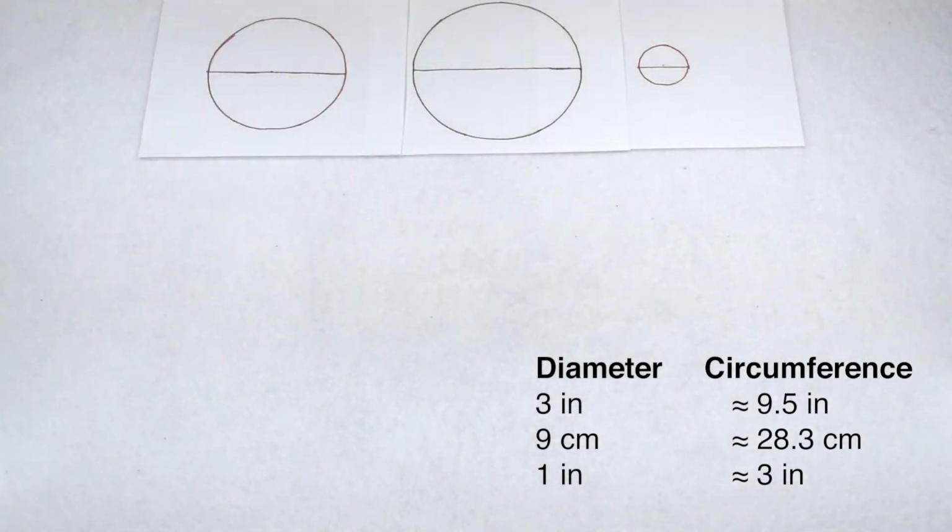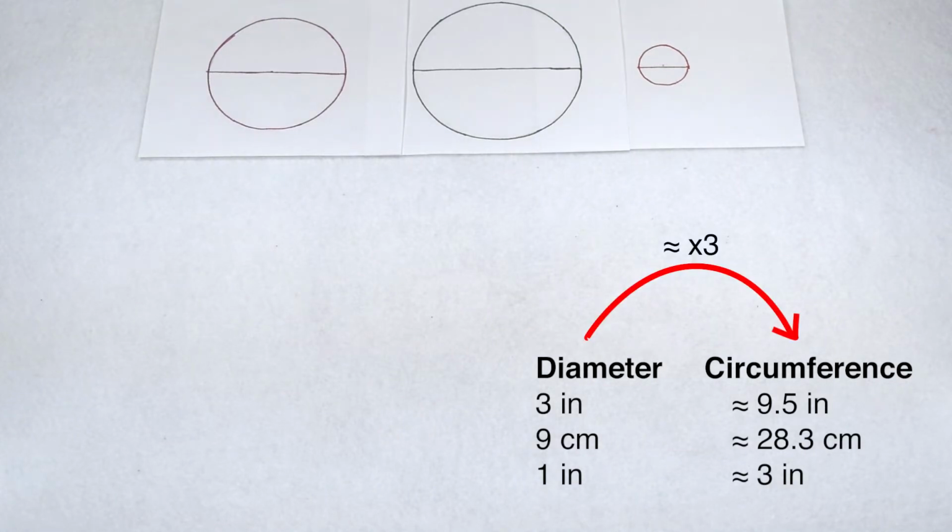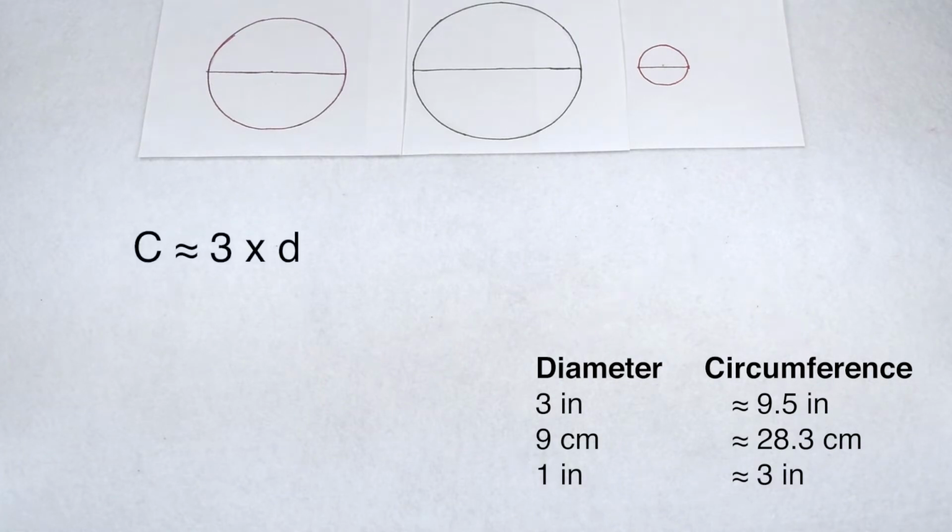If we look at the data from all 3 of our circles, we can clearly see a pattern starting to emerge. On our last circle especially, we can see that circumference is about 3 times larger than the diameter. If we compare that to the other 2, we see that is true also. The circumference is about 3 times larger than their diameter. That leads us to the beginning of equations. Circumference is about 3 times the diameter.